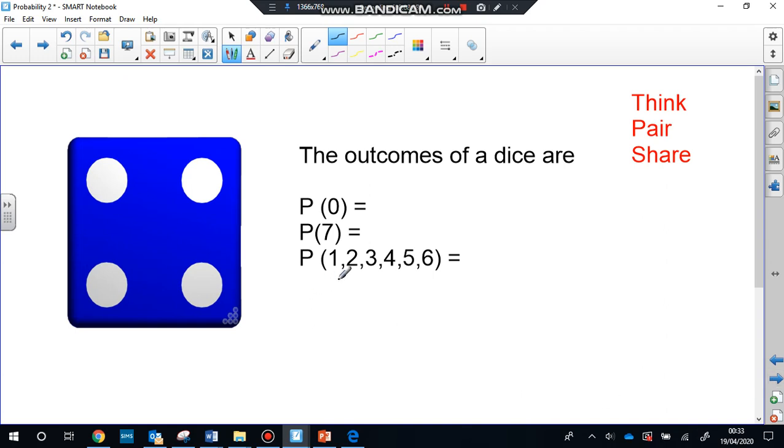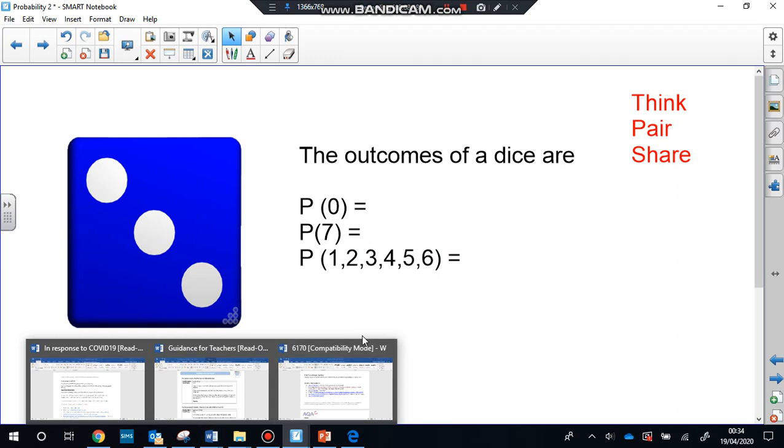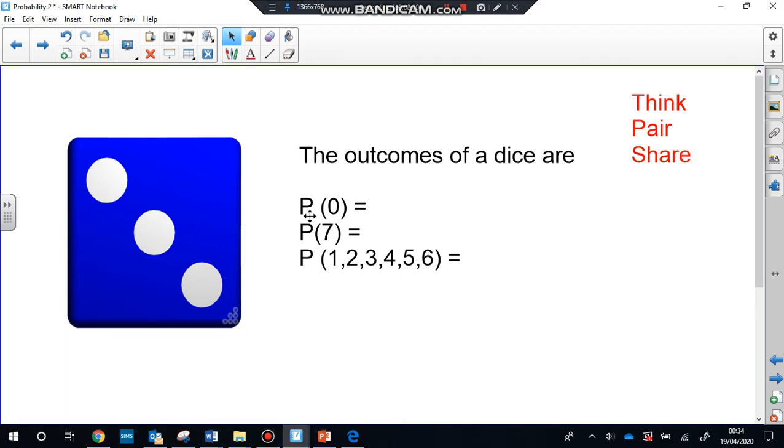I want to have a think about this question now. So here's my dice again. Is it going to spin? No, it is. There we go. That's my spinning dice. What's the probability that I get a 0? Have a think about that. What's the probability I get a 7? And what's the probability I get a 1 or a 2 or a 3 or a 4 or a 5 or a 6?